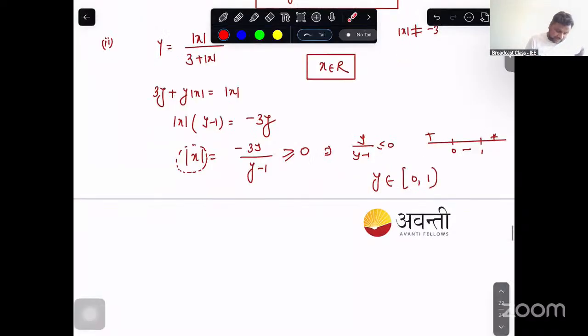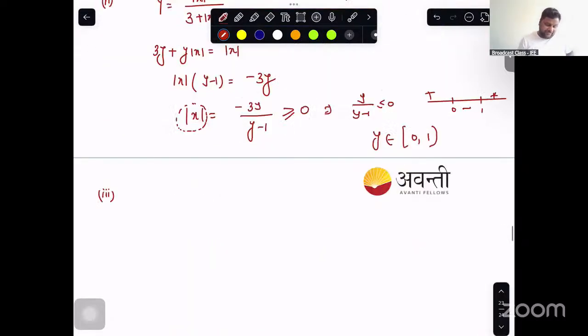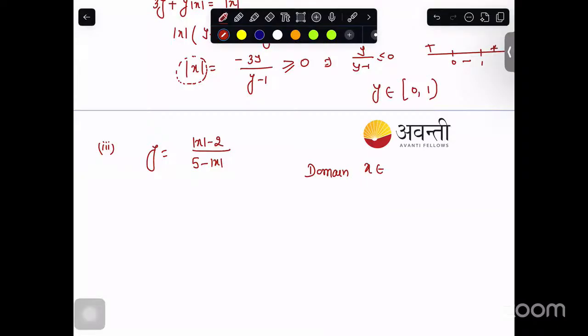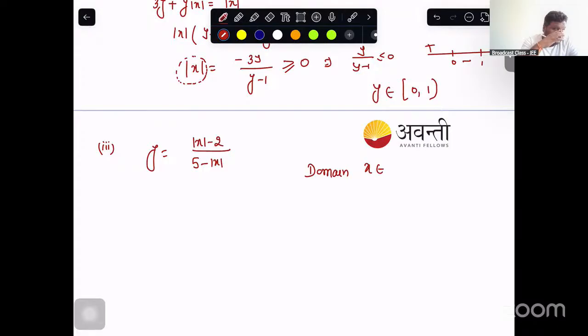Now, the third question in this league. This time the question you have is mod x minus 2 upon 5 minus mod x. Okay, first of all, tell me the domain. The domain is what? x belongs to... tell me what is the domain? The input values we give. Quickly tell me.